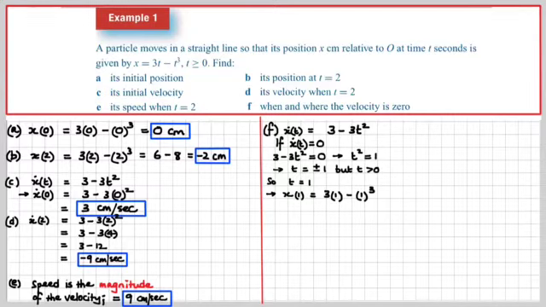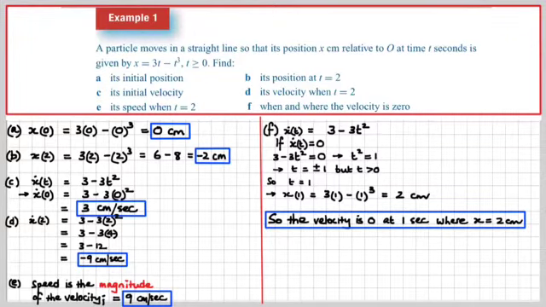Then we put that into our expression for displacement here to get the where, okay? And it's 2 centimetres. So there you go. So the velocity is 0 at 1 second where x is 2 centimetres.